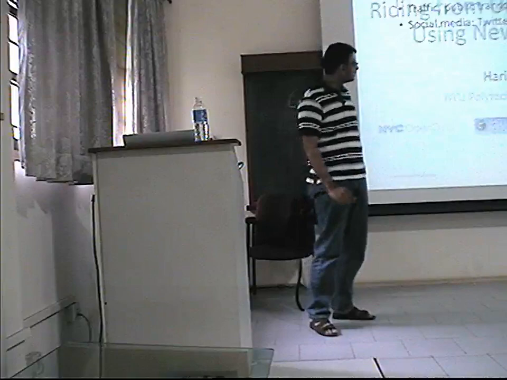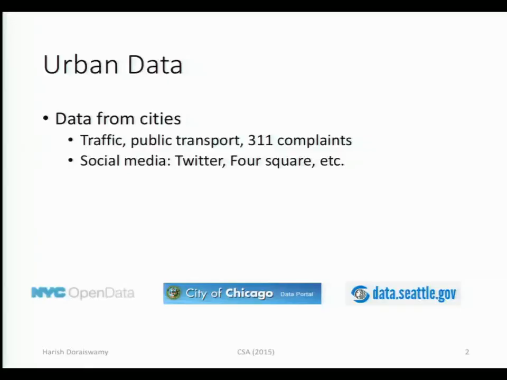So what is urban data? There's lots of data available from cities. You're getting data from public transport. And this is specific to the US, where you have 311 complaints, 911 complaints, and of course social media, Facebook, Foursquare, Twitter. Many cities are not just collecting this data, but also making it available for free. You can search for NYC Open Data or the Chicago Data Portal or the Seattle Open Data, and you can get all the data corresponding to that city.